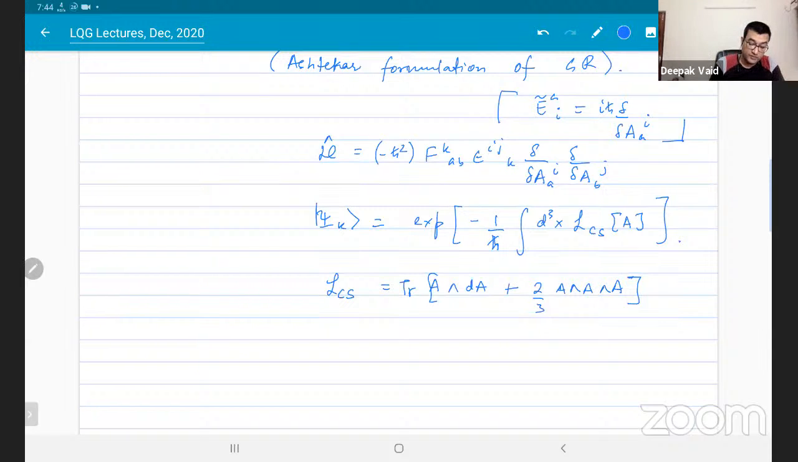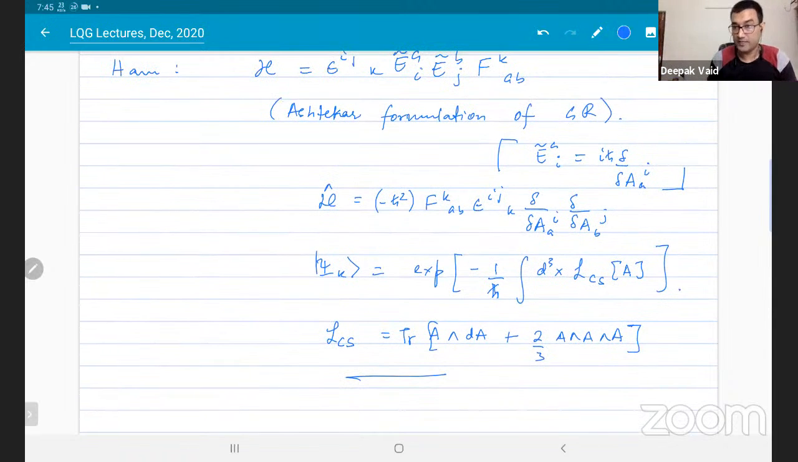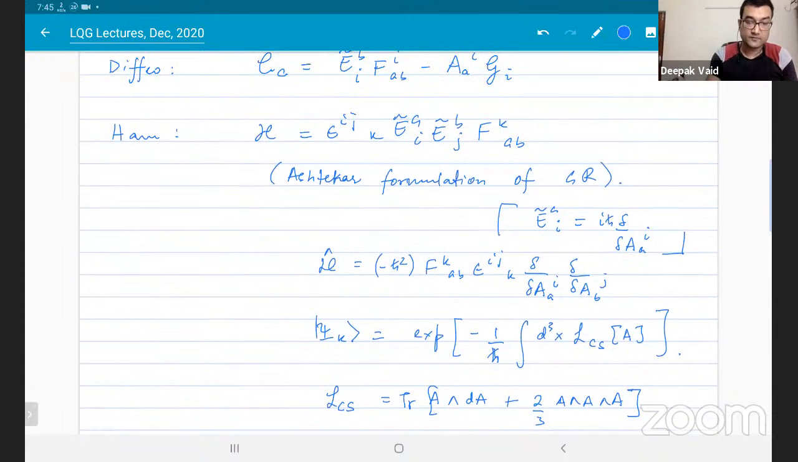So if you perform the functional derivative of this exponential with respect to A twice, you will get the result, and we'll talk about this probably in the next class. But this is an exact solution. So this is the first time that in canonical quantum gravity, one can write down an exact solution for an arbitrary spacetime without any symmetry reduction.